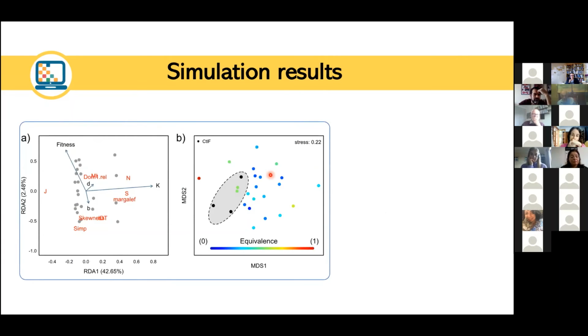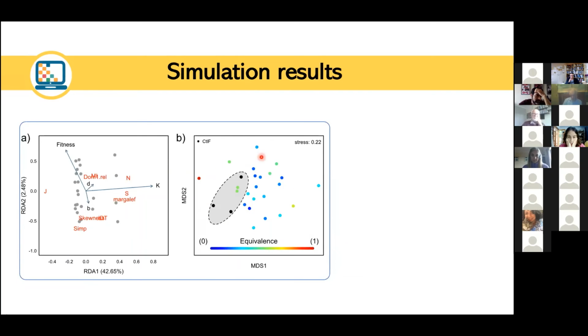So this is the result for the second filter. Here we place together the communities generated by the 23 simulations and the communities generated by the control simulations. We put a confidence ellipse and selected the parameterizations that were inside the control group. The colors represent a formula for measuring the equivalence between species, where 0 means that species are not equivalent at all, and 1 means fully equivalent.